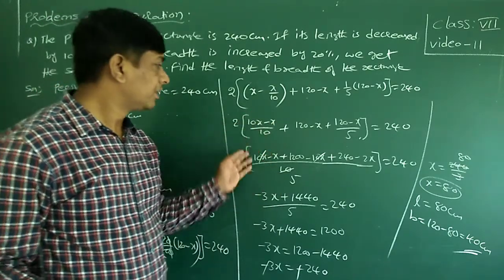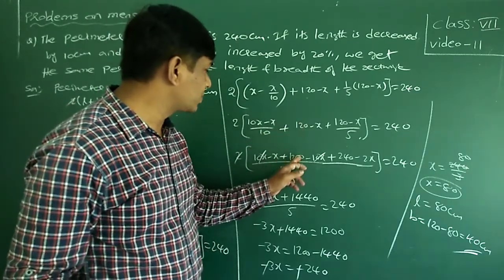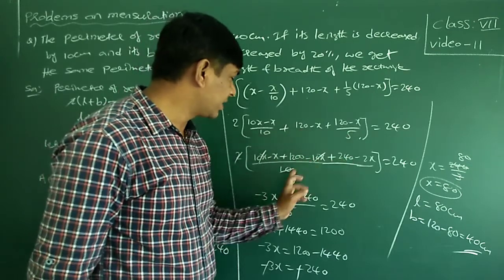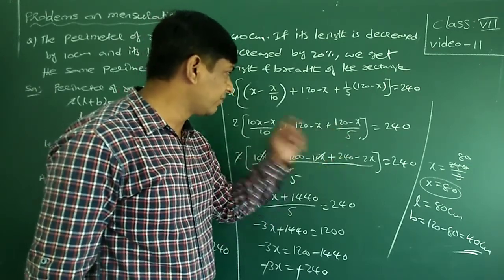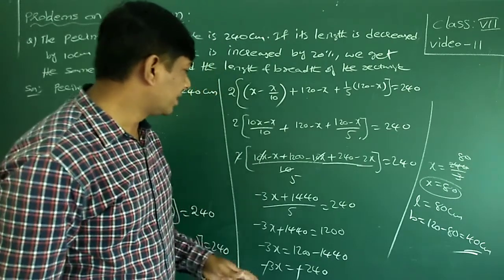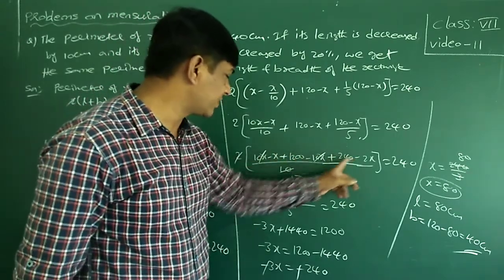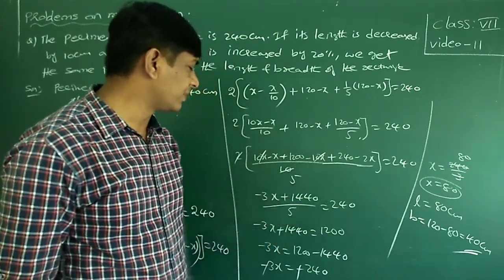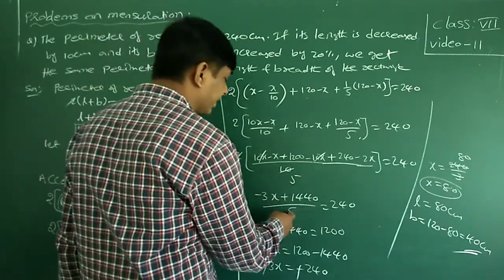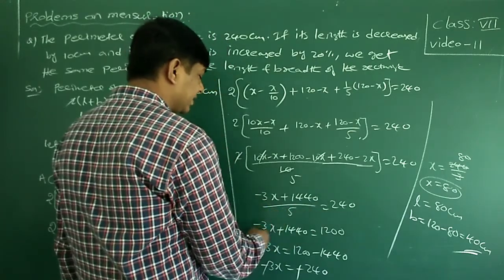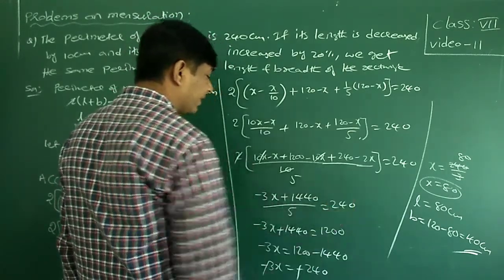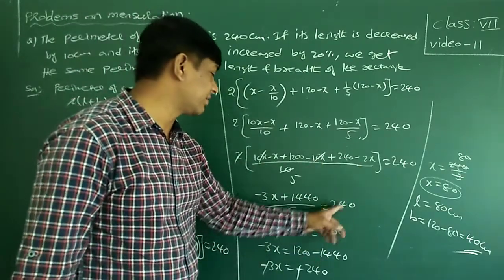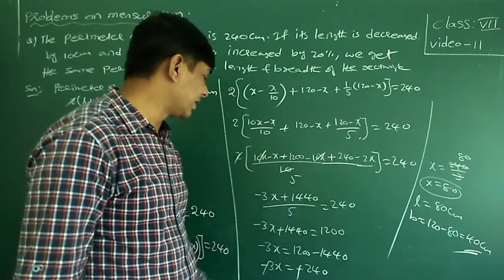Okay, plus 10 into 120 is 1200, 10 into minus x is minus 10x, plus here 5 table 10 2 times, 2 into 120 is 240 minus 2x. Now 10x cancels, minus x minus 2x is minus 3x. 1200 plus 240 is 1440 by 5 is equal to 240. Now minus 3x plus 1440 by 5 is equal to 240. Minus 3x plus 1440 is equal to 240 into 5. Means 240 into 5 is 1200, because 5 4s are 20, 5 2s are 40, 10 plus 2, 1200.